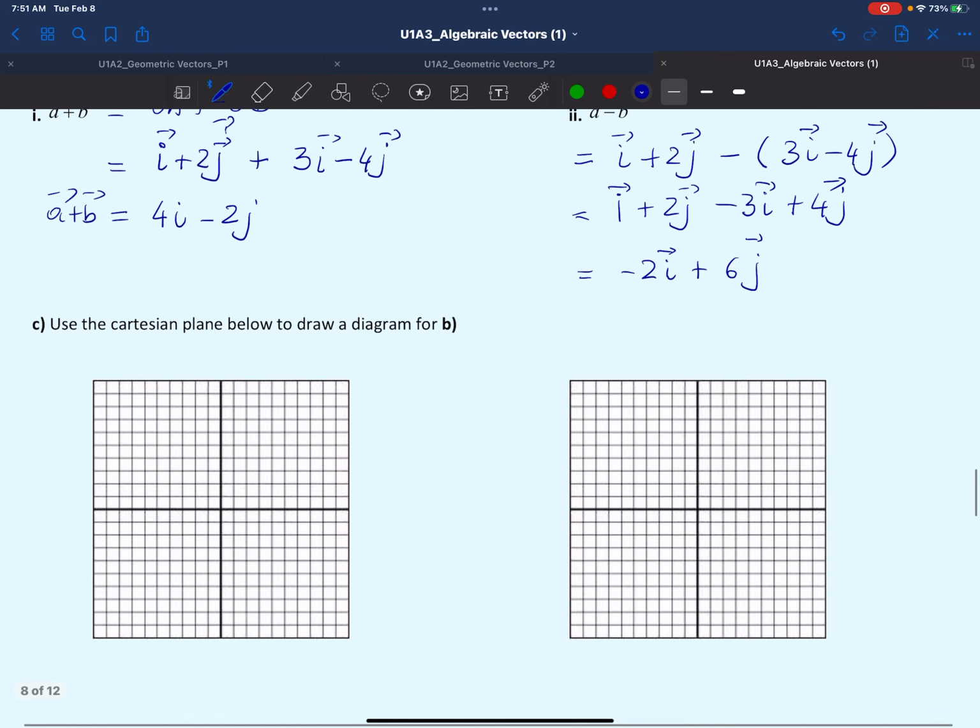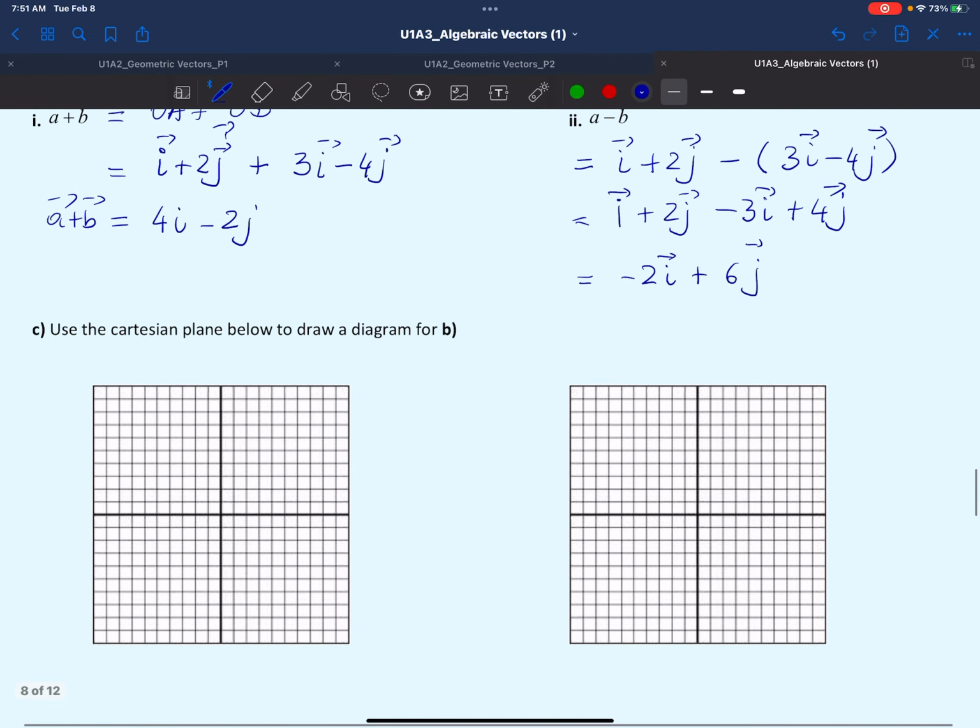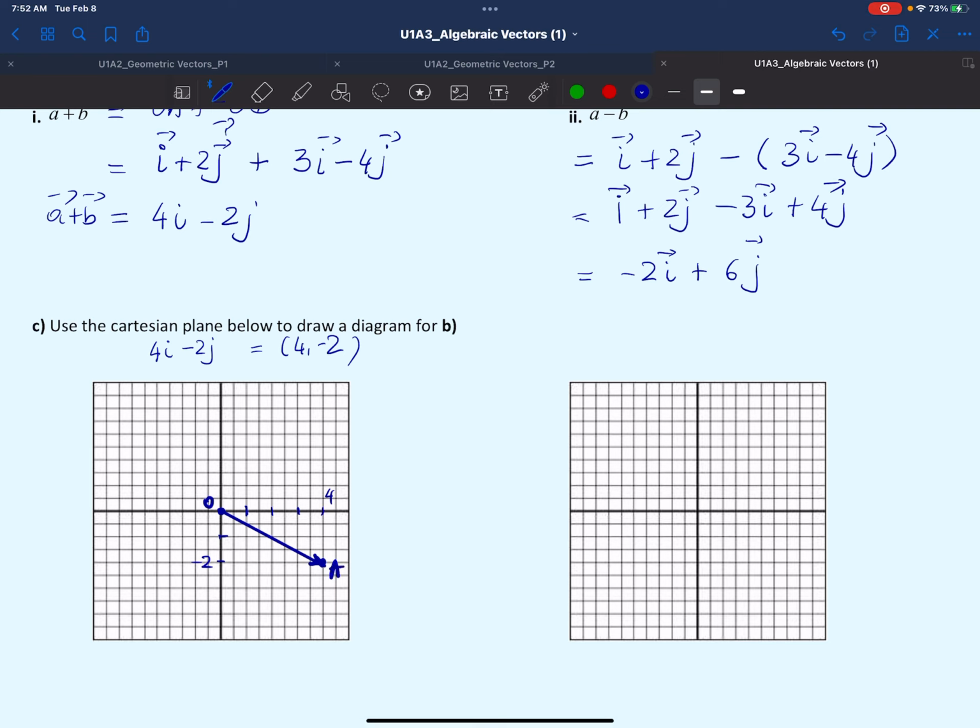And now we're going to use a Cartesian plane to draw the vectors from before. So 4i minus 2j means that the component form of it will be 4 and negative 2. So position at 0, 0, and then 1, 2, 3, 4, and negative 2. So this is where the head of the vector would be. And voila, we got the vector OA.